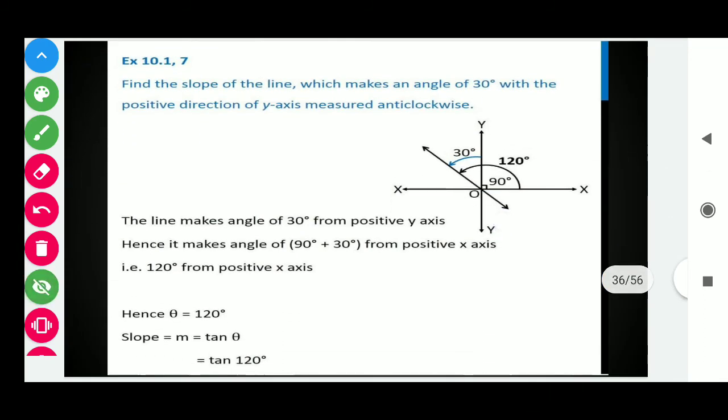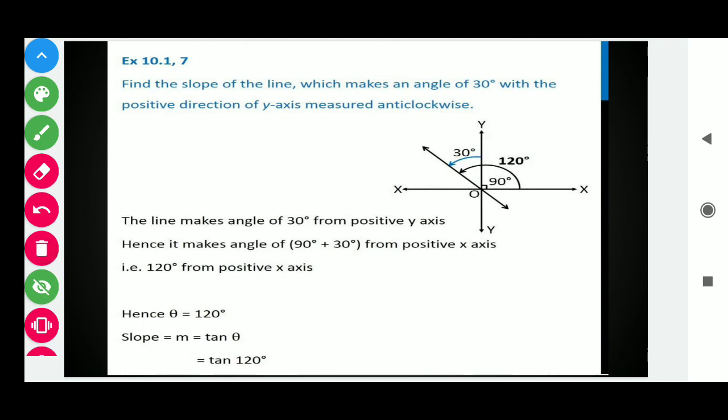Now students, we have question number 7. This is an important question. Find the slope of the line which makes an angle of 30 degrees with the positive direction of the y-axis measured anti-clockwise. Here we need to find the slope of a line which makes a 30-degree angle with the y-axis. But we know that if we measure the inclination, then we start from the initial point. So the x-axis to y-axis makes a 90-degree angle, and this 90 plus 30 we get 120 degrees.